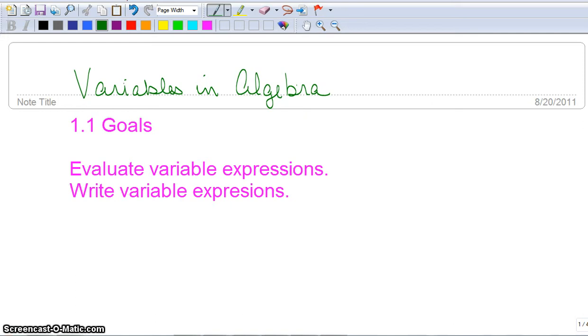Okay, this is section 1.1, variables in algebra. So our goals for today, I want you to be able to evaluate a variable expression, and I also want you to be able to write a variable expression.